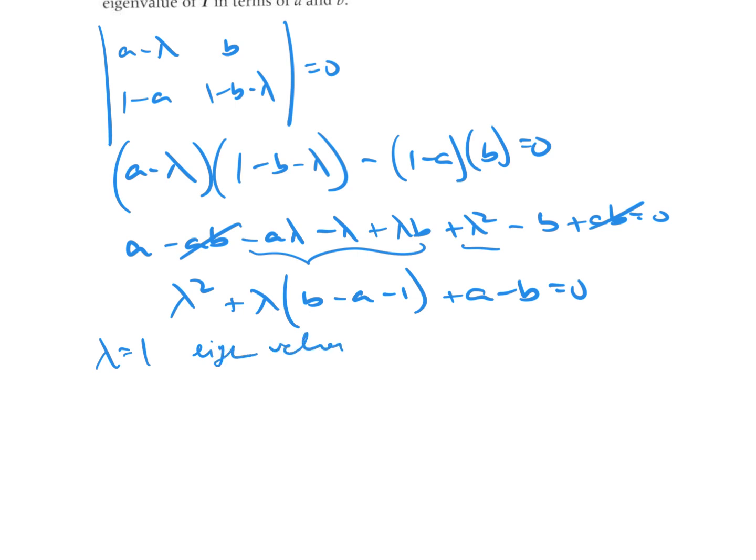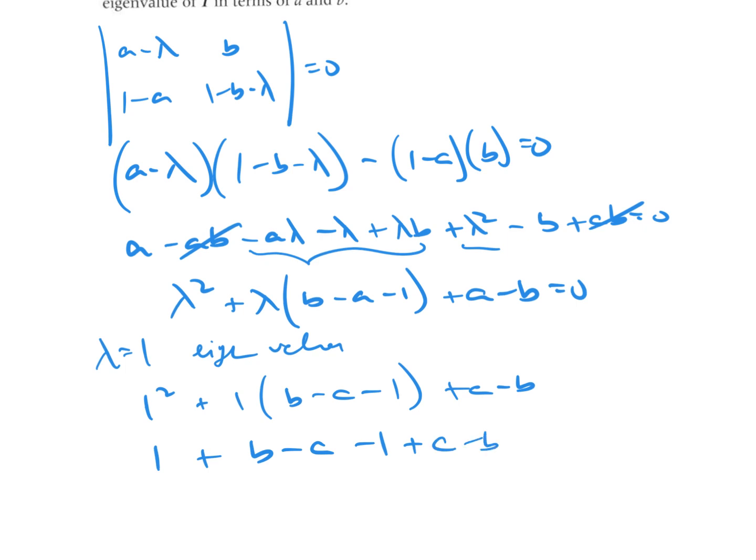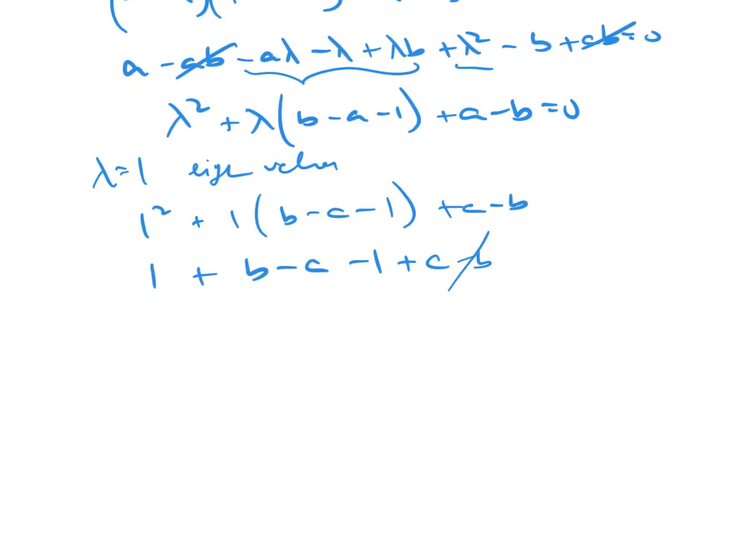Well, if I plug 1 in there, I get 1 squared plus 1 times (b minus a minus 1) plus a minus b, which is 1 plus b minus a minus 1 plus a minus b, which I can see: the b's cancel, the a's cancel, the 1's cancel, equals 0, therefore eigenvalue.